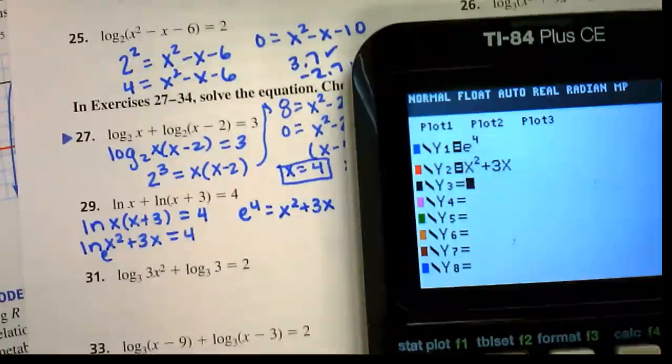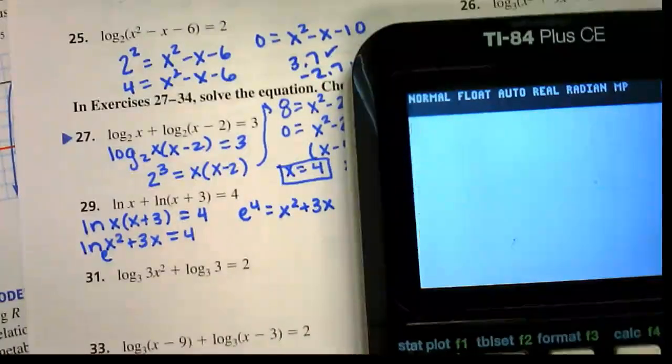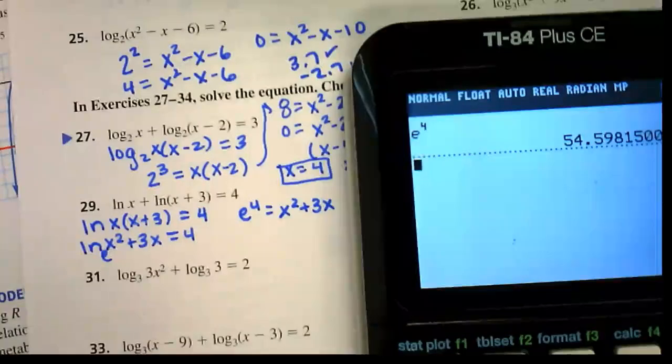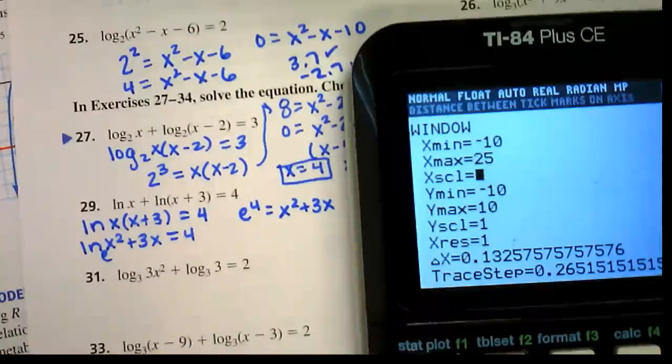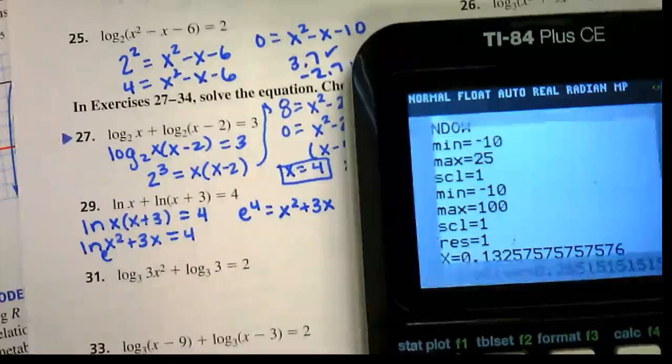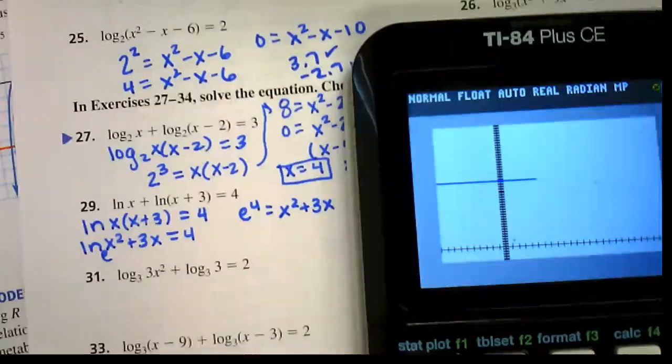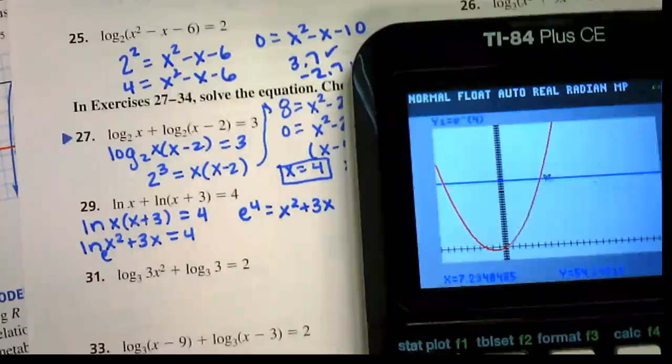I'm going to have to change my window because if I just did e to the 4th, it's 54. So it's a pretty big number. So when I go to my window, I know that my y values, I'm going to at least try 100 to start. I'm not sure what else I need to change. Okay, I can see there's two intersections, so I'm going to calculate my intersections.